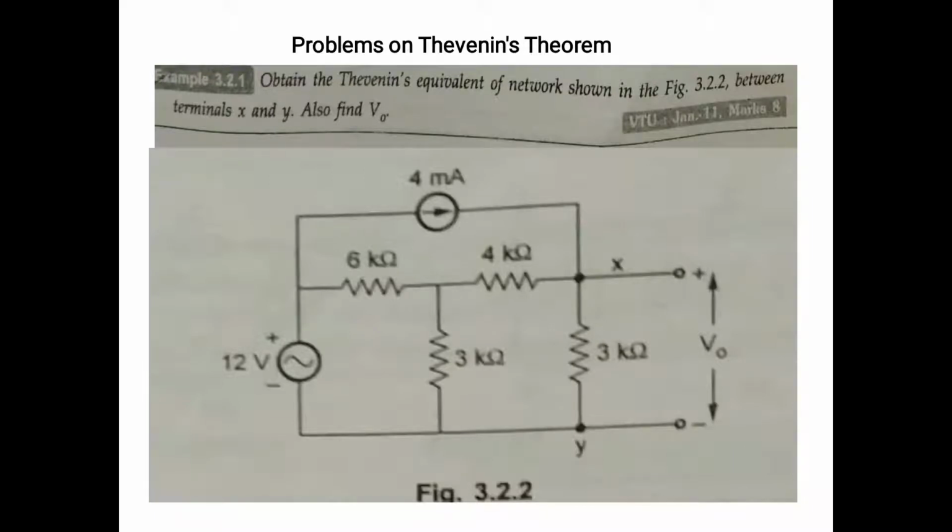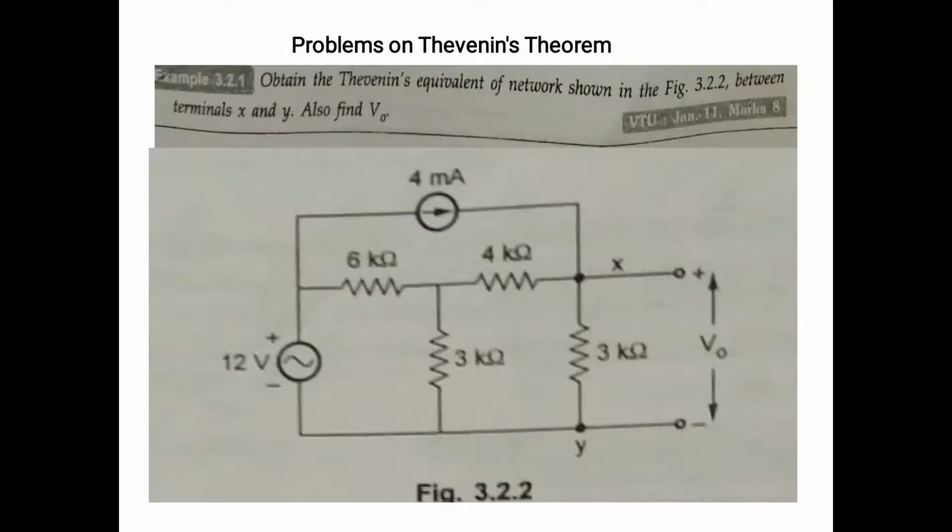Third step, calculate the equivalent impedance Z equivalent viewed through the two terminals of the branch from which the current is to be calculated, removing the branch impedance and replacing all independent sources by their internal impedance. Step 4, draw the Thevenin equivalent, showing the voltage source VTH, the open circuit voltage, in series with Z equivalent across the terminals of the branch. Then calculate the current by Ohm's law, I equals V by R, which here is VTH divided by ZL, the load impedance, plus Z equivalent. This is what I explained in the last class.